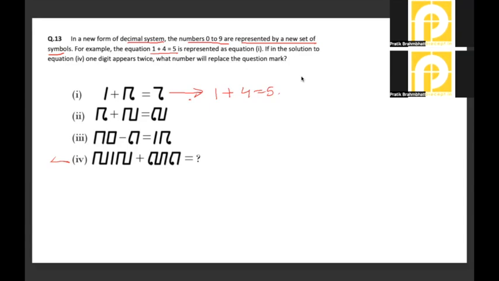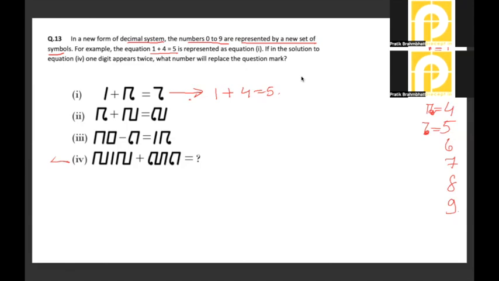So what I'm going to do is first write the numbers 0, 1, 2, 3, 4, 5, 6, 7, 8, and 9. What I know is 1 looks like this, 4 looks like this, and 5 looks like this. I don't know anything else, okay?